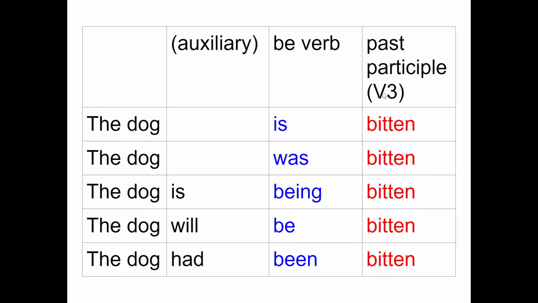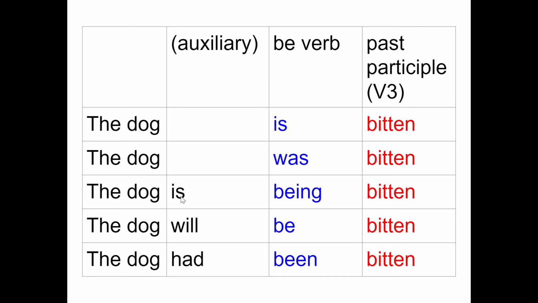For example, all of the passive forms, whether they're in the present, the past, or the future, use what we call the past participle, or some people call this the verb 3. Bite, bit, bitten. This is true for all the passive tenses. Then there's some form of the be verb. Is, was, being, be, been. And in some cases, although not all, there are extra auxiliaries which will come before the be verb, like had or will, or in this case, another form of the be verb.